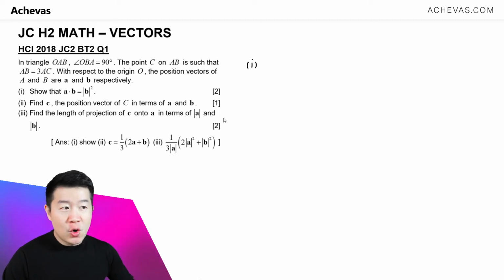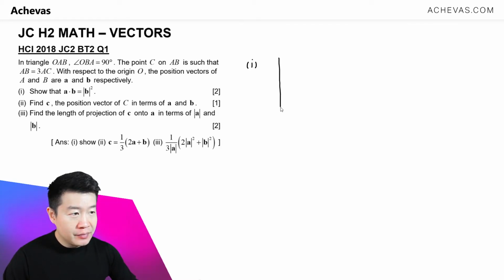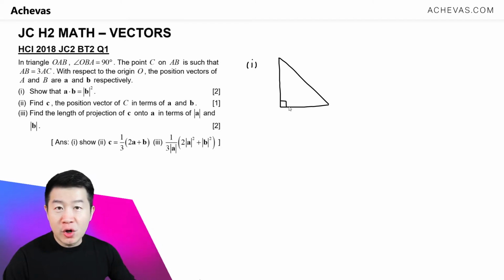We're given a triangle OAB, and angle OBA is 90 degrees. So I'm going to sketch a right angled triangle. Let's say the triangle looks like this. So here and here, we are having one of the corners as a right angle, and this will be OAB, and the corner OBA, this is 90 degrees.